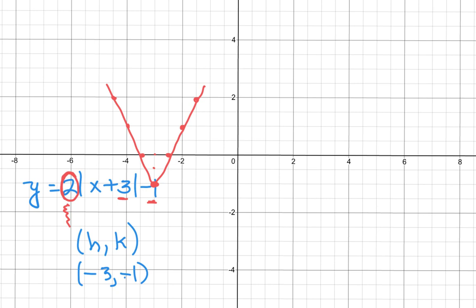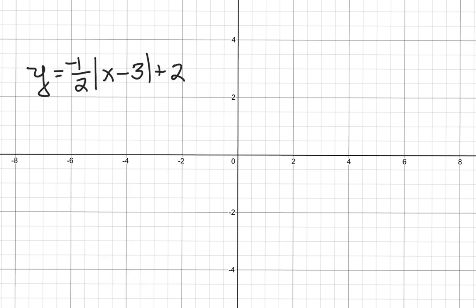Let's do one more and then we'll be done. Okay, so for this one, again, I'm going to look for the vertex. The vertex is my h comma k. In this case, it would be 3 comma 2. Again, I'm looking at the opposite sign of this thing, and then whatever that number is. I'm going to go to 3, 2, over 3, up 2, put my point there, that is my vertex.